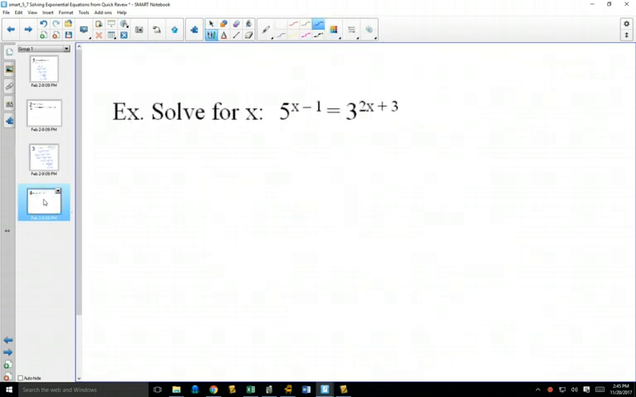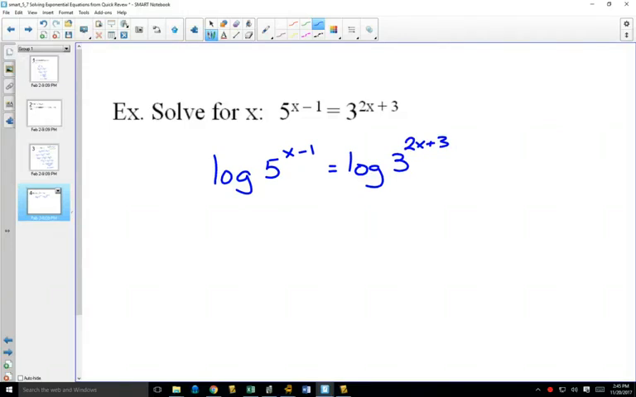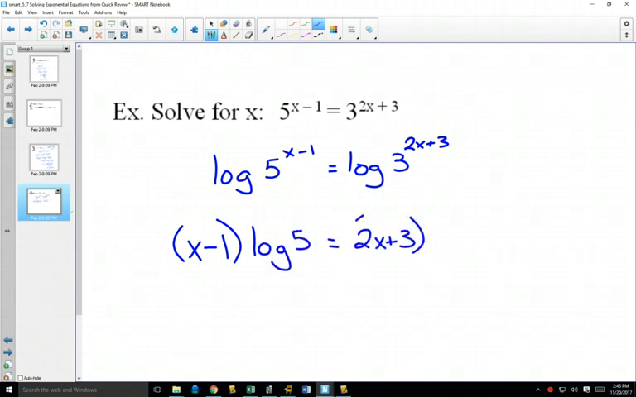Now we have x's on both sides. So again, I can't get the bases the same, so I'm going to take the log of both sides. The exponent of x minus 1 is on the whole thing, so I can bring it out in front. And when you bring it out in front, because it's more than one thing, you'd have to put it in brackets. So (x minus 1) log 5 equals, and here I can bring the 2x plus 3 out in front, log 3.